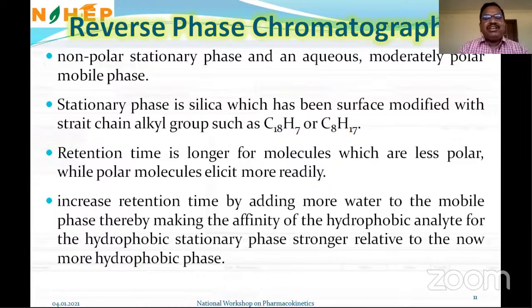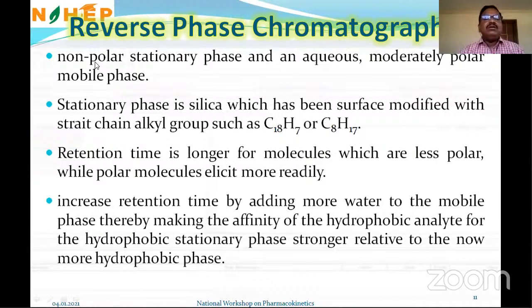The stationary phase is silica, which has been surface modified with straight chain alkyl groups such as C18 or C8. Generally, the majority of the columns used in reverse phase chromatography have C18 alkyl groups attached to the silica surface. Here, retention time is longer for molecules which are less polar, while polar molecules elute more readily.